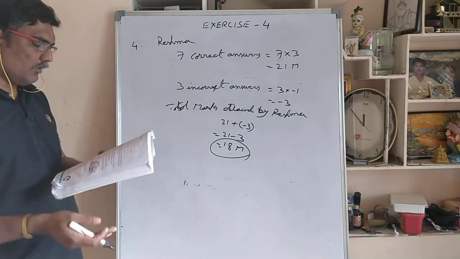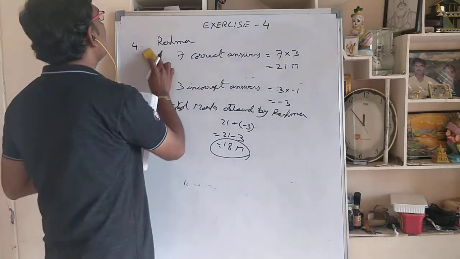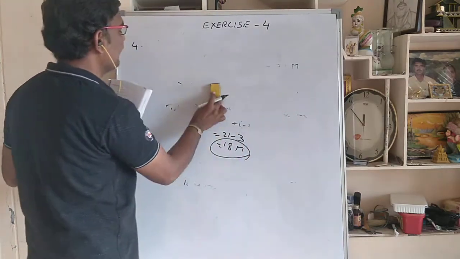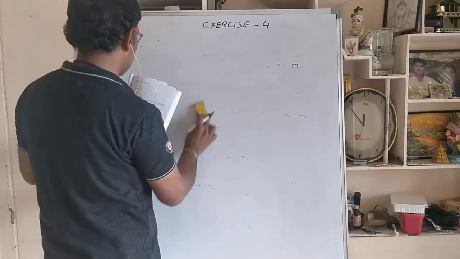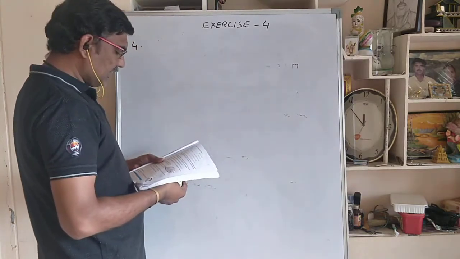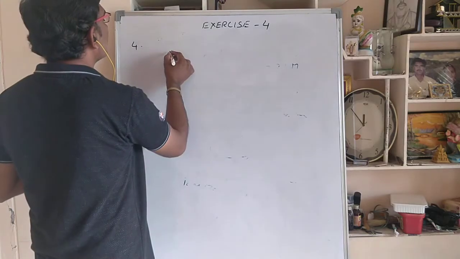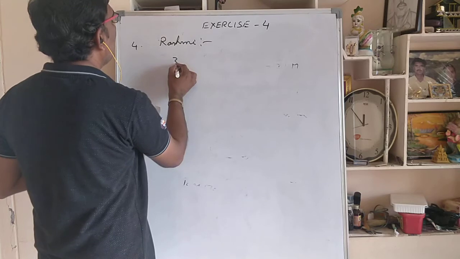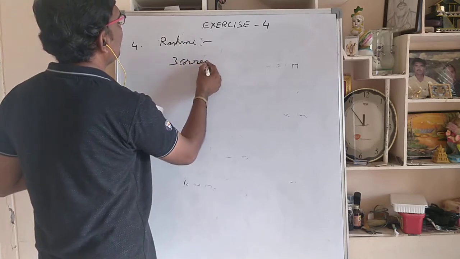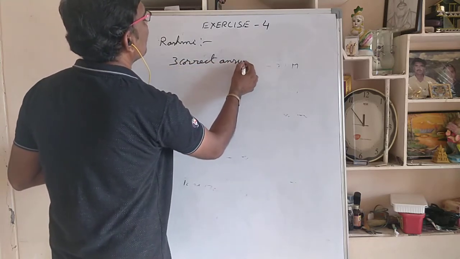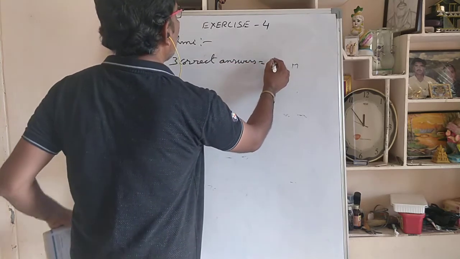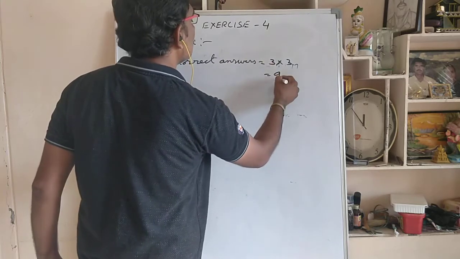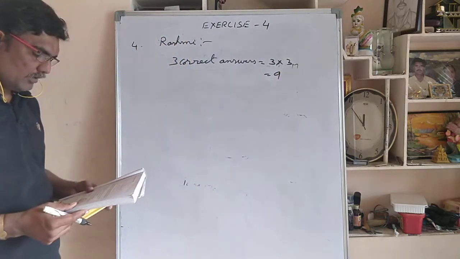In the same question, one more student is there. Her name is Rashmi. Let's see what she did. Rashmi gets 3 correct. How many correct answers are there? 3 correct answers. What I said: for 1 correct answer, 3 marks. For 3 correct answers, 3 threes are 9 marks she scored.